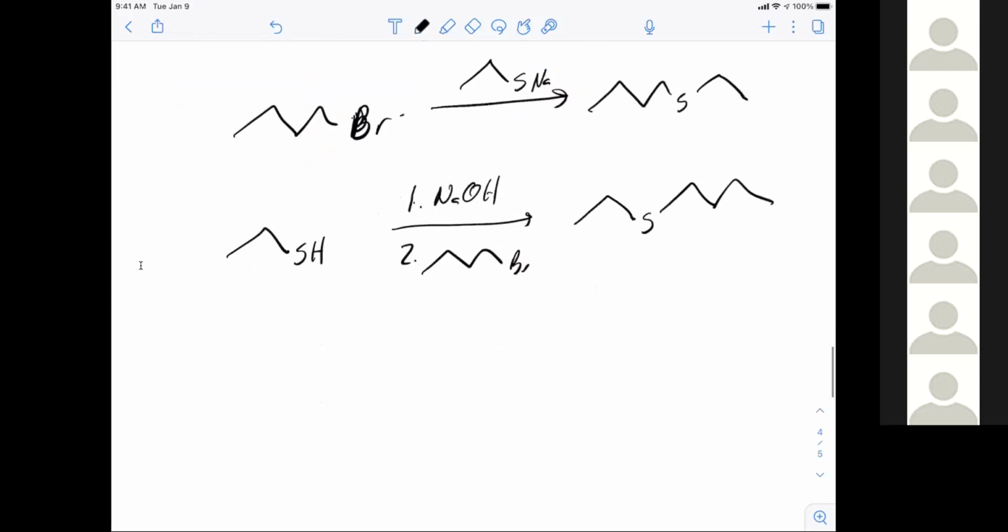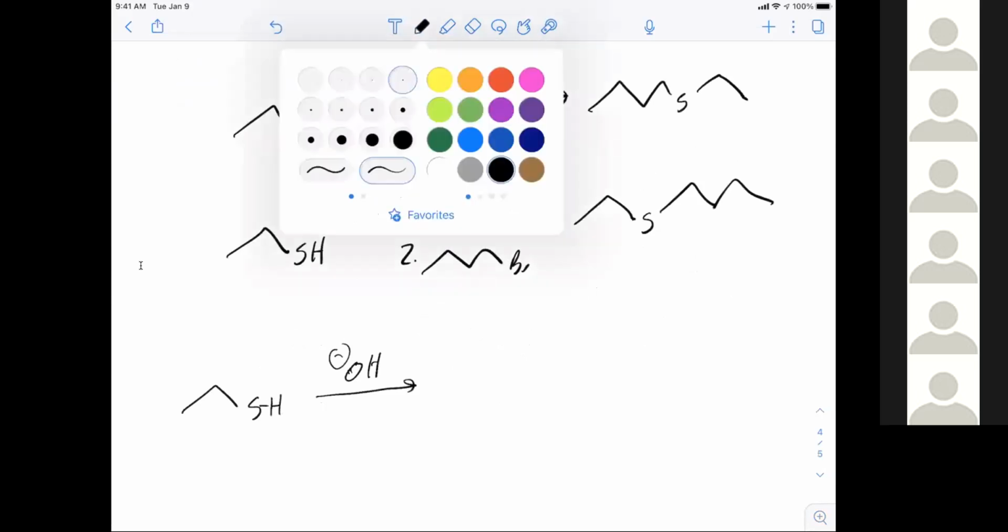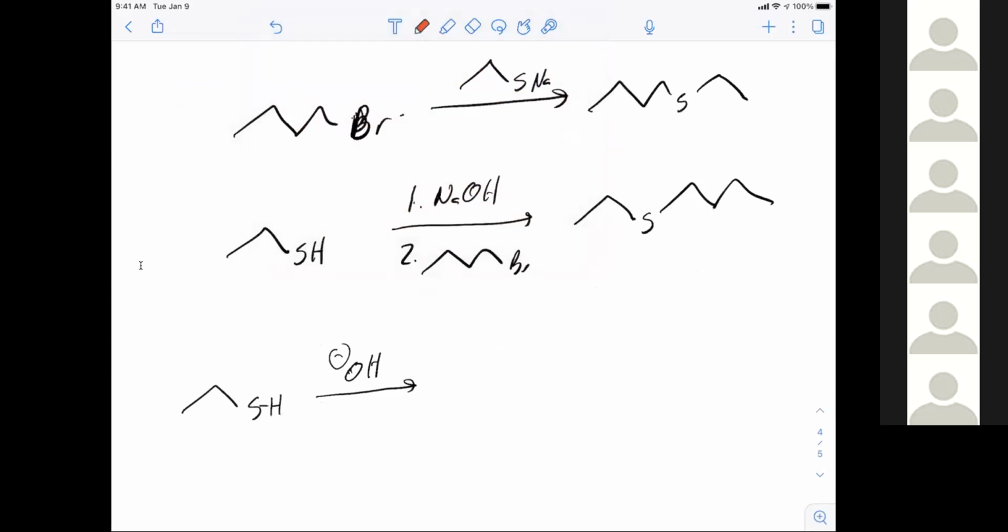If we look at the mechanism on this one, remember the pKa difference between the oxygen and sulfur. The sulfur is much more acidic, much more stable as a negative. So therefore this will be quantitative. So we'll go ahead and deprotonate all of the sulfurs.